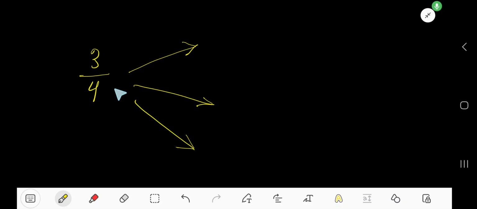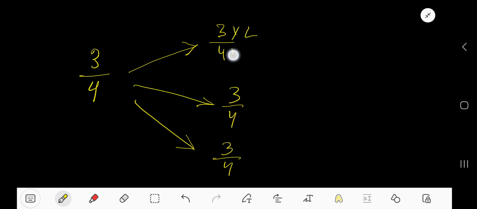How to find equivalent fraction for 3 over 4. Okay, you can easily find equivalent fractions of 3 over 4 by multiplying the same number to the numerator and denominator. So you need to start with 2, then 3 over 4.